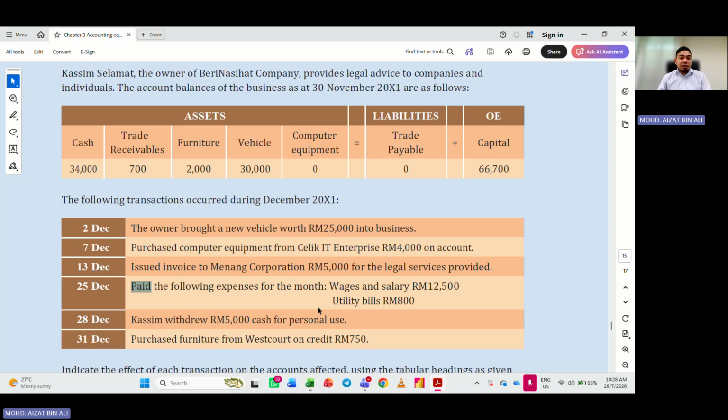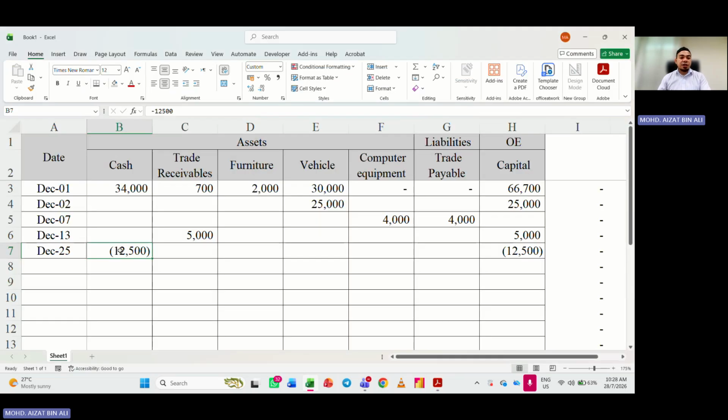The next transaction, also on the same date, we pay utility bills, 800 ringgit. So here we have to minus 800 ringgit more, and this one as well, minus 800 ringgit. In case you're wondering, sir, can I record this separately? Yes, you can. In fact, that would be a lot safer. If we put this separately, it will look like this: minus 800 ringgit and then minus 800 ringgit.